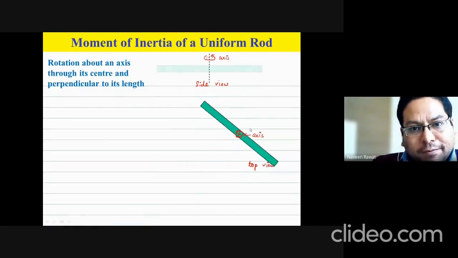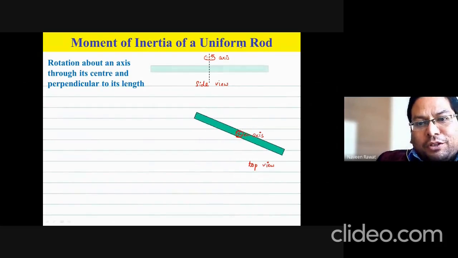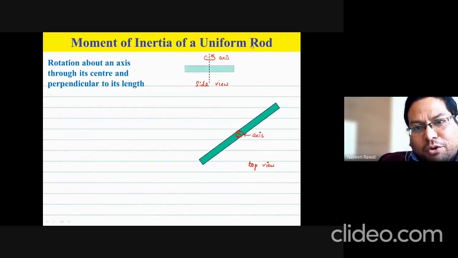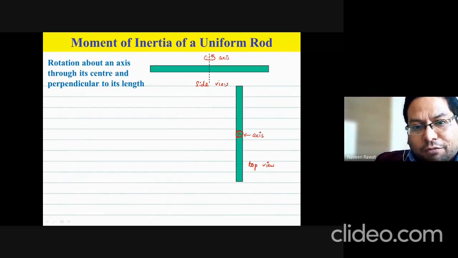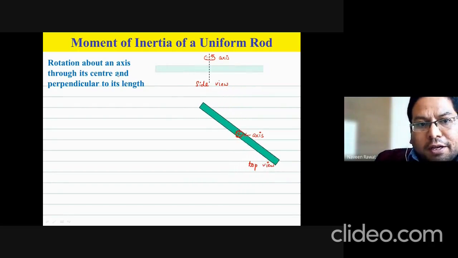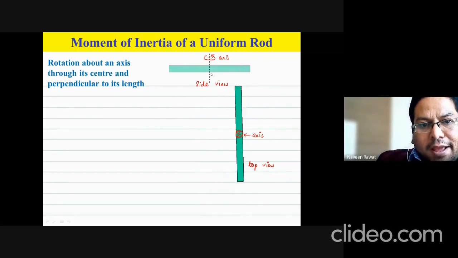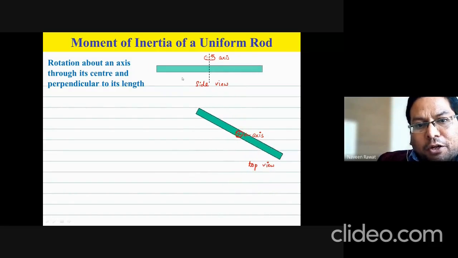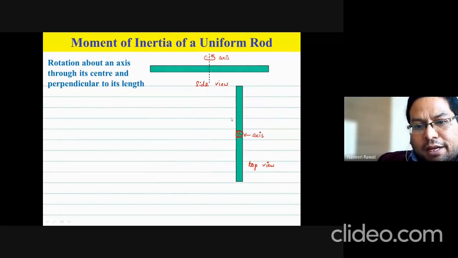For the first case, let's take the simple case of a uniform rod. What does uniform mean? A uniform rod means that it has the same density throughout. That is what we have to keep in mind. Now, as you noticed here, this rod is rotating about an axis that is going through its center, and that axis is perpendicular to its length. This on top is the side view that you're seeing, and here is the top view. So this is the axis. Now it is going into the plane of this screen.